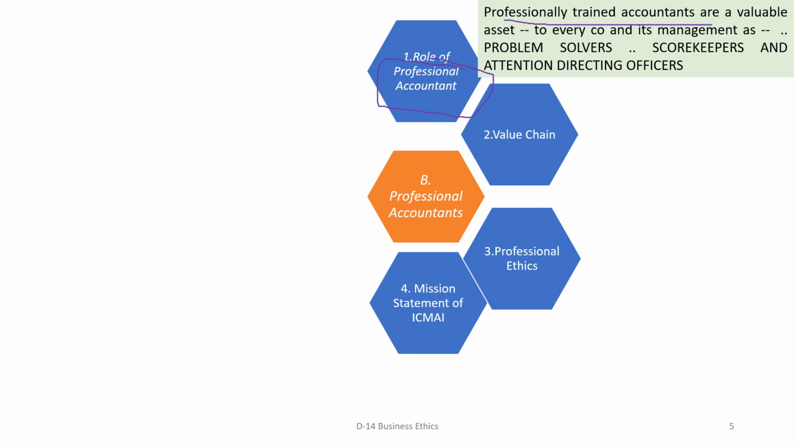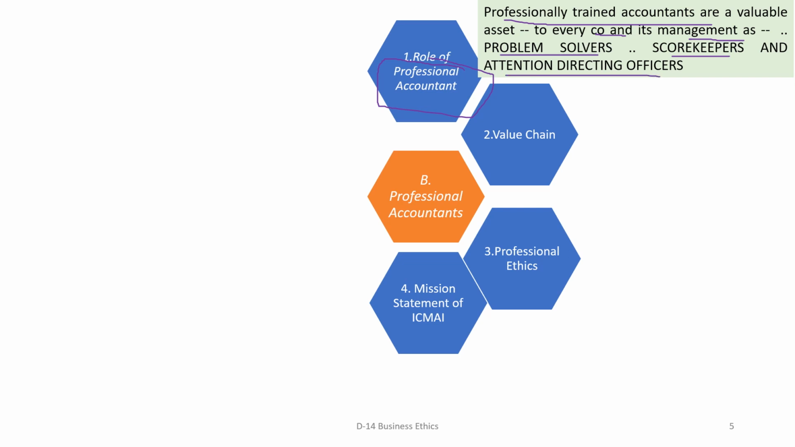A professional accountant, be it a company or any other organization, as a part of management team, he acts as a problem solver. He is readily available for solving a problem. He counts the incoming receipts. He is a scorekeeper. How is the business doing? What are its key parameters of business? How is it working?